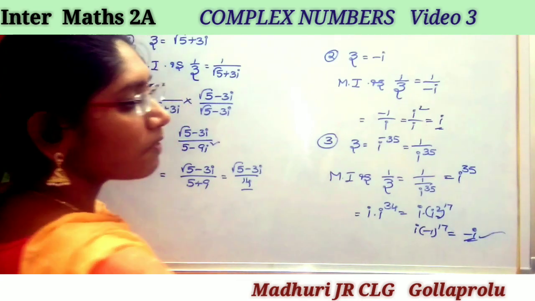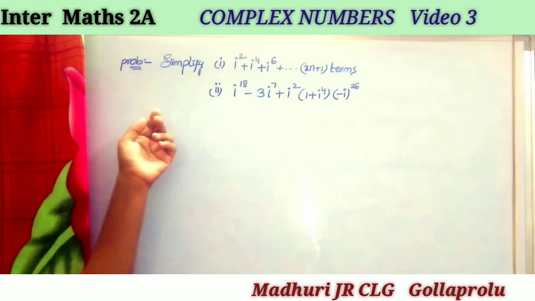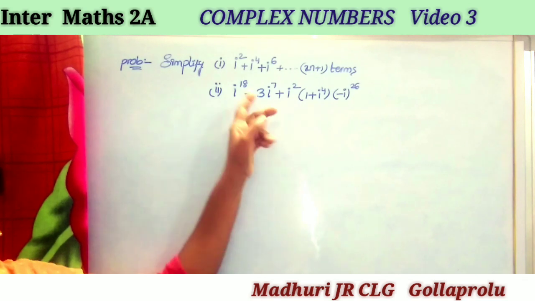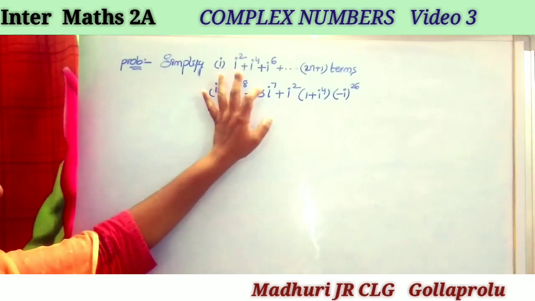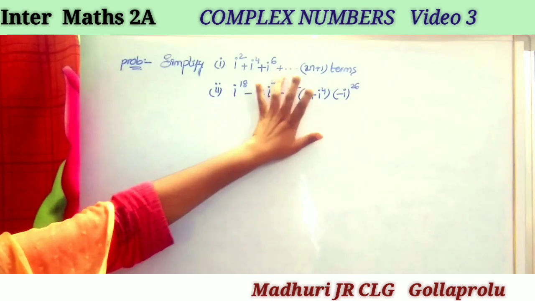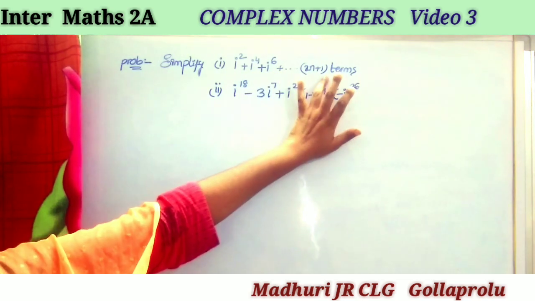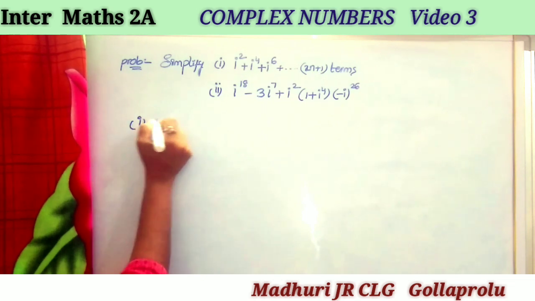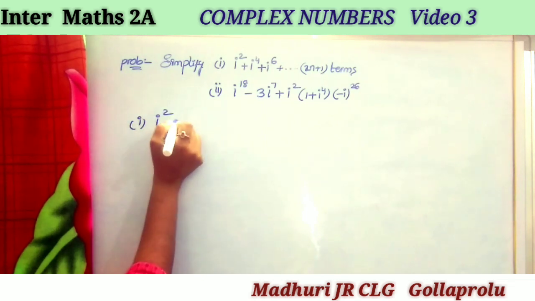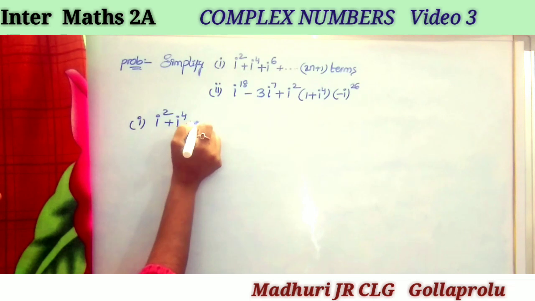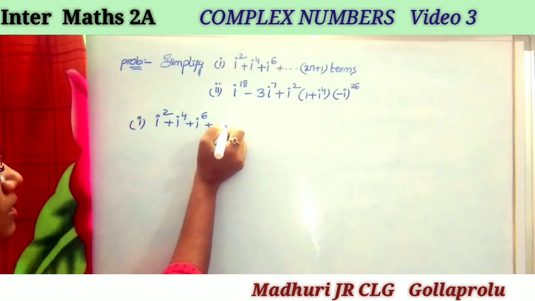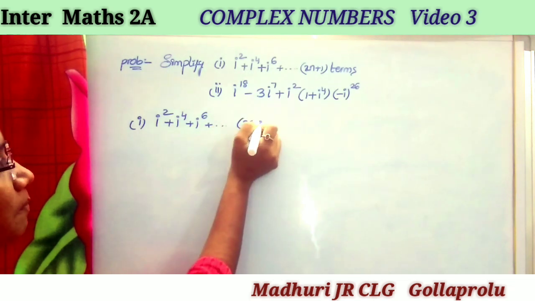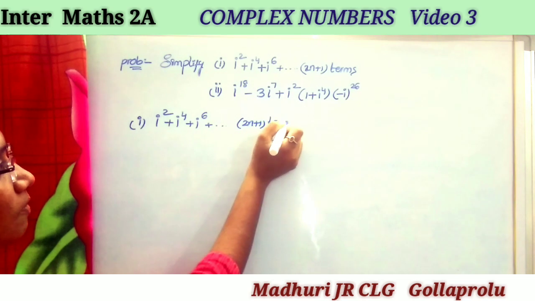So the answer is equal to minus 8. That's all. Now the next question: simplify the following. The first question is i square plus i power 4 plus i power 6 and so on, up to 2n plus 1 terms. Okay, this is the given question.